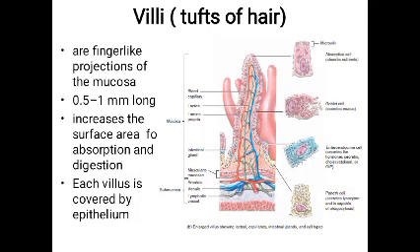Villi, or tufts of hair, are finger-like projections of the mucosa, 0.5 up to 1 millimeter long, which increase the surface area for absorption and digestion. Each villus is covered by epithelium.